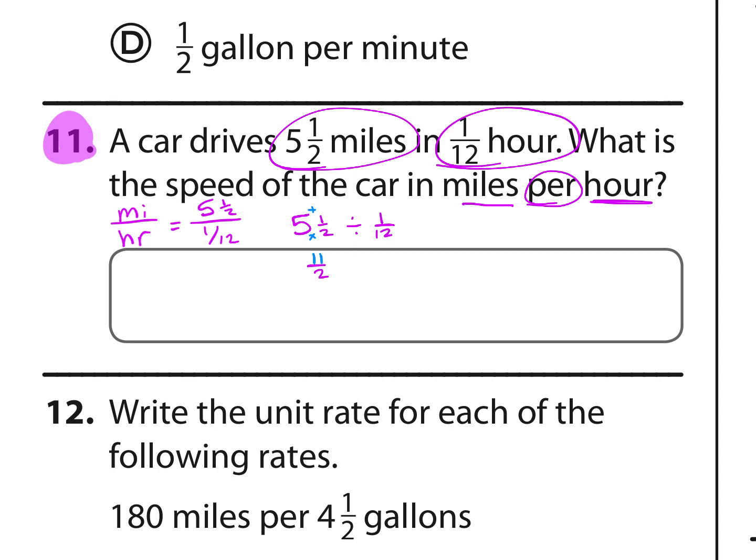Then we have 11 halves divided by 1/12. Let's change that, same opposite switch, to times 12 over 1. And then we could cross cancel the 2 and 12. They both divide by 2. So 2 divided by 2 is 1, and 12 divided by 2 is 6. And then multiply our numerators. 11 times 6 is 66. 1 times 1 is 1, which is just 66 over 1 is 66. So the speed of the car is 66 miles per hour.